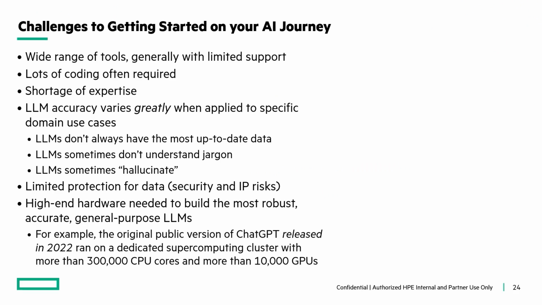You also need to have very high-end hardware to build robust general-purpose LLMs. The stats I put in here are for the original ChatGPT build, and it took 300,000 CPU cores and 10,000 GPUs. You're not going to do this from scratch yourself. It's already been done, and there's multiple companies doing it, but it's a barrier that's too high to get around. So how do we solve this problem?